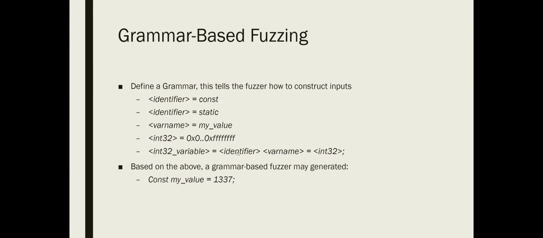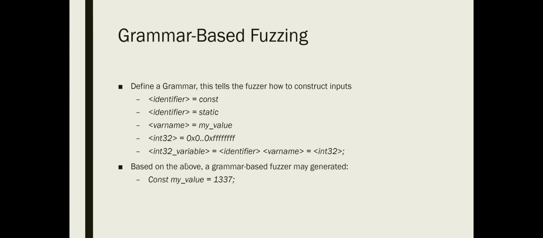Now with this kind of tag logic, a generator might be able to generate an int32 variable by saying, okay, I need to grab an identifier, which means it's a const or static. In this case, it grabs a const. Then it needs to grab a var name, which I define as my value. So it defines my value there. Then it needs to grab an int32, which can be any value within this range. And in this case, it could generate 1337. So by using this tag logic that builds upon itself, a grammar-based input generator might generate this line: const my value equals 1337.